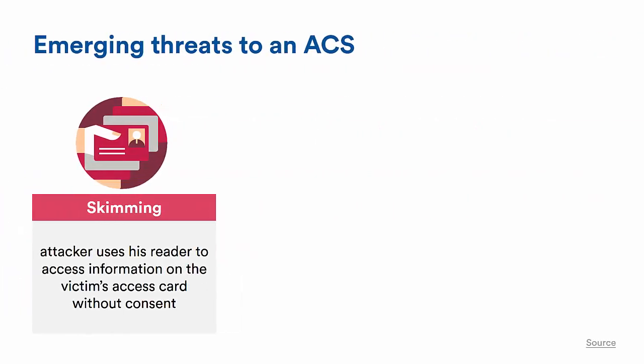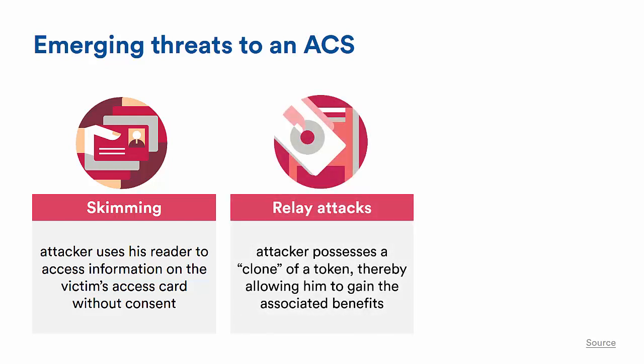There are a few ways criminals can undermine your access control system from just a physical layer, meaning they can get into your customer's premises with the parts of the system that they can see that are on the outside of the secure area. Now, skimming refers to when a criminal uses his or her own reader to access the credential information without the knowledge or consent of the victim. Relay attacks refers to that criminal cloning that information and putting it on a blank card and using it to gain access to the premises.